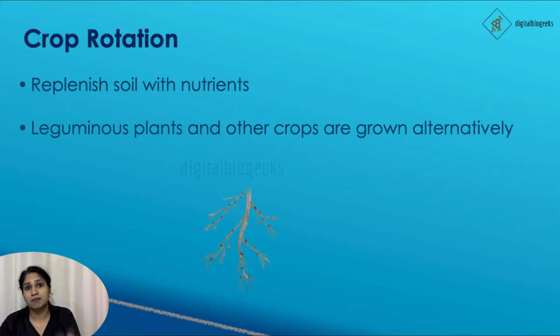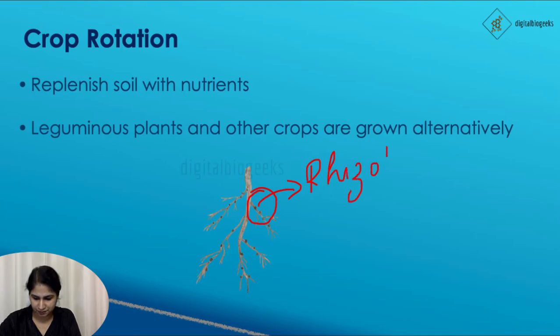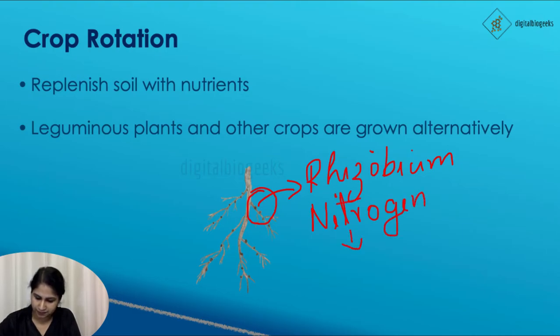These leguminous plant roots contain nodules in them. These are the nodules, and these nodules contain rhizobium bacteria. This rhizobium bacteria will convert the atmospheric nitrogen into ammonia. This ammonia is a nitrogen compound which can be readily absorbed by the plants. Thus, the nitrogen compounds will increase the soil fertility.